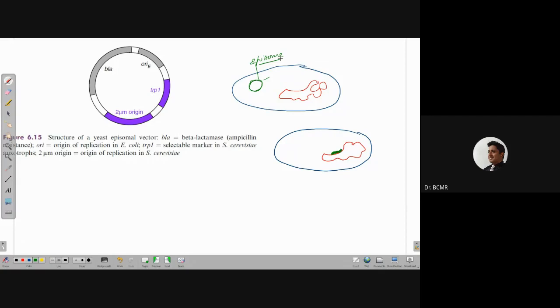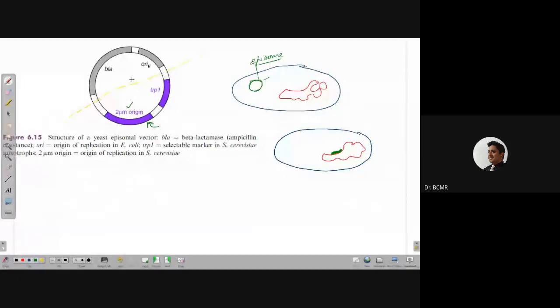If something has to exist as an episome, an important requirement is that it should have an origin of replication. The origin of replication should be compatible with the cell. So the regulatory or initiation elements that the cell has should be able to recognize this origin of replication and start initiation.